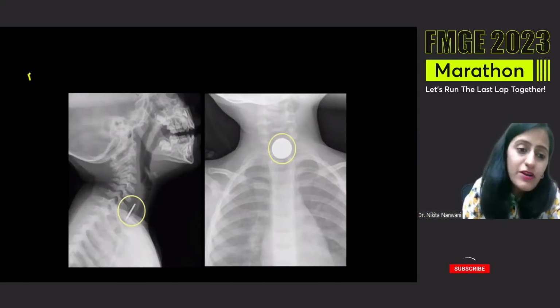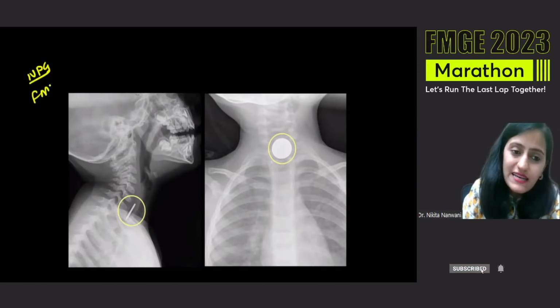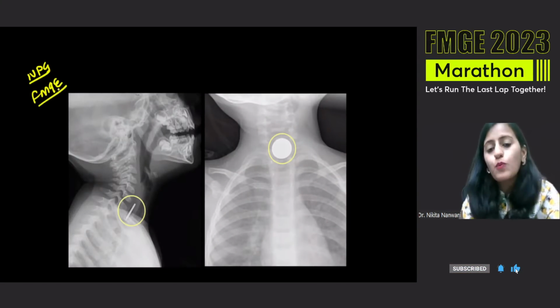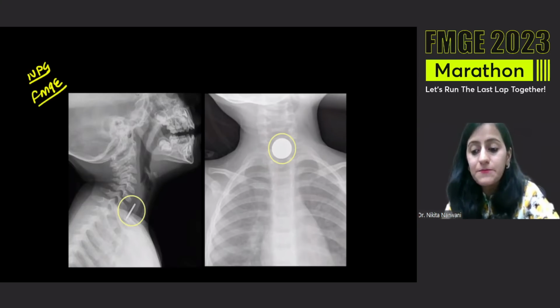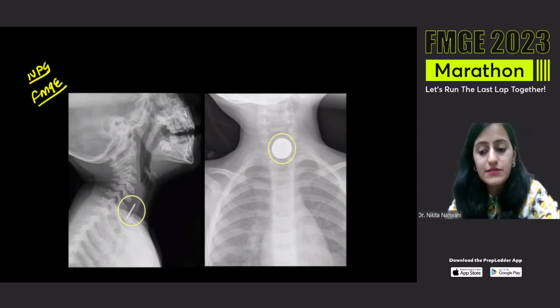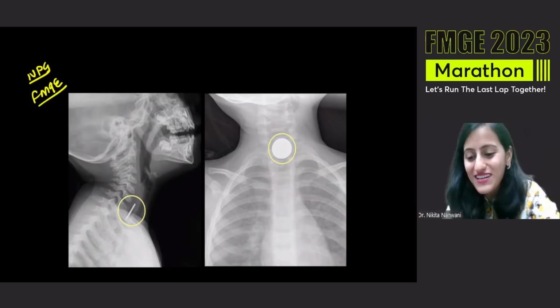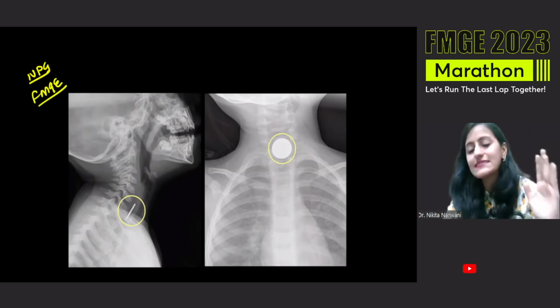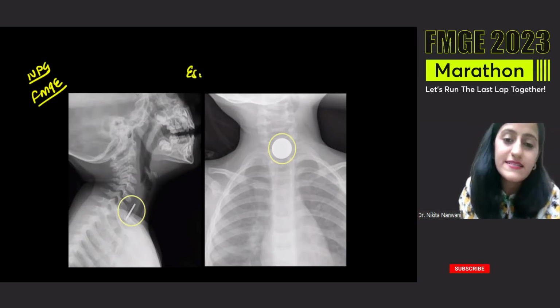Next one, again, one of the recent NEET PG questions and even an FMGE question. What do you think this coin is in? Is that coin in the trachea or is this coin in the esophagus? This foreign body, the coin that we are seeing, is it esophagus or is it trachea? I see the majority of you getting this right. That's amazing. This is esophagus. This coin is in esophagus.